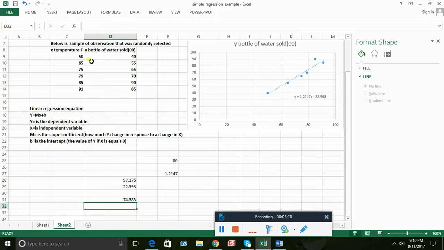You can also use it to see how many bottles you can sell when it is 100 degrees. If it is 100, it's 120 minus 22. You might get how many bottles you sell that particular day. So that's how you calculate simple linear regression analysis.